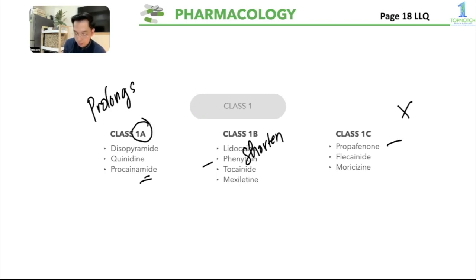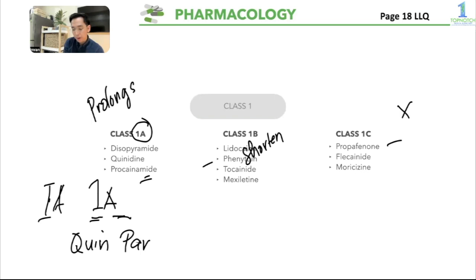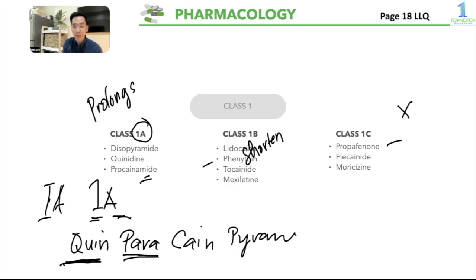So for example, ito, try natin. 1A sounds like IA, di ba? Kasi mukha siyang I, no? I and A. So inaya, no? Aya, IA. Inaya mo si Queen, no? Para kumain sa pyramid. So inaya mo si Queen, no? Queenie din. Para sounds like parakain. Okay, parakain na maid, no? Sa pyramid, no? Disopyramid. So disopyramide. So imaginein mo, inaya mo yung queen para kumain kayo sa pyramid.